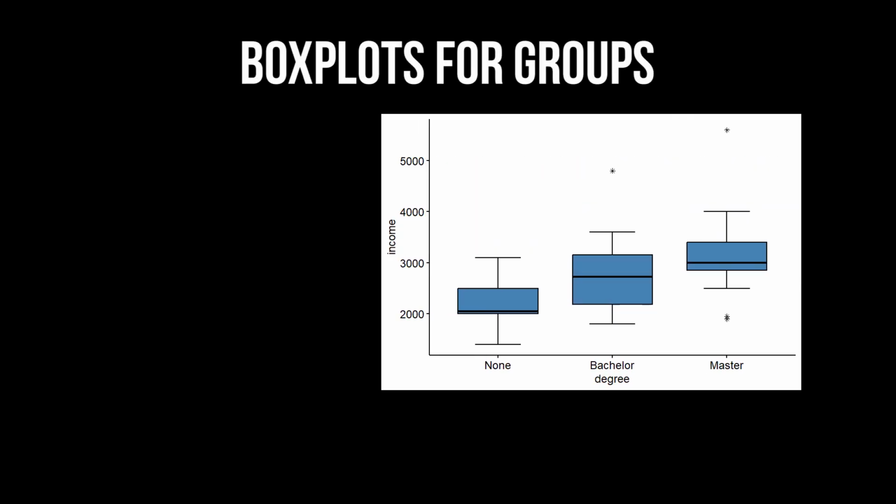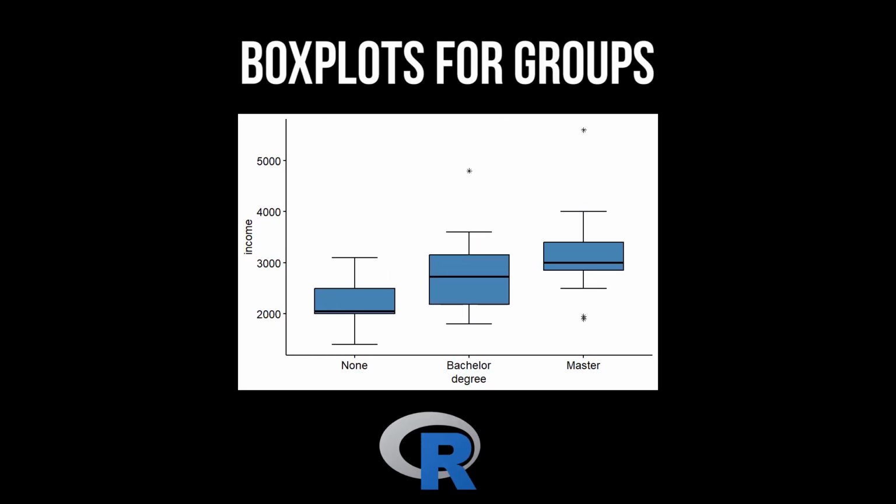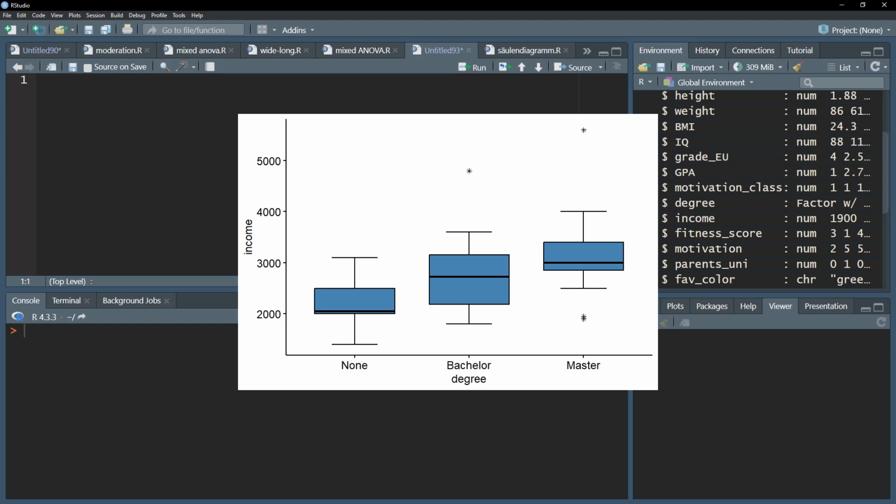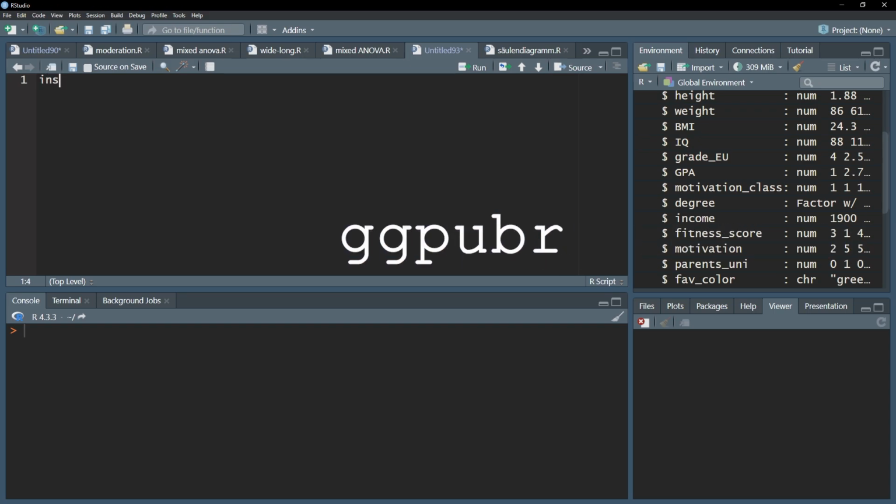This tutorial shows you how to create a diagram with box plots for groups in R. In my example, I want a box plot representing the income distribution for 3 different types of degrees in my sample: none, bachelor's and master's degree. To create this diagram with ease, I highly recommend using the ggpubr-package.